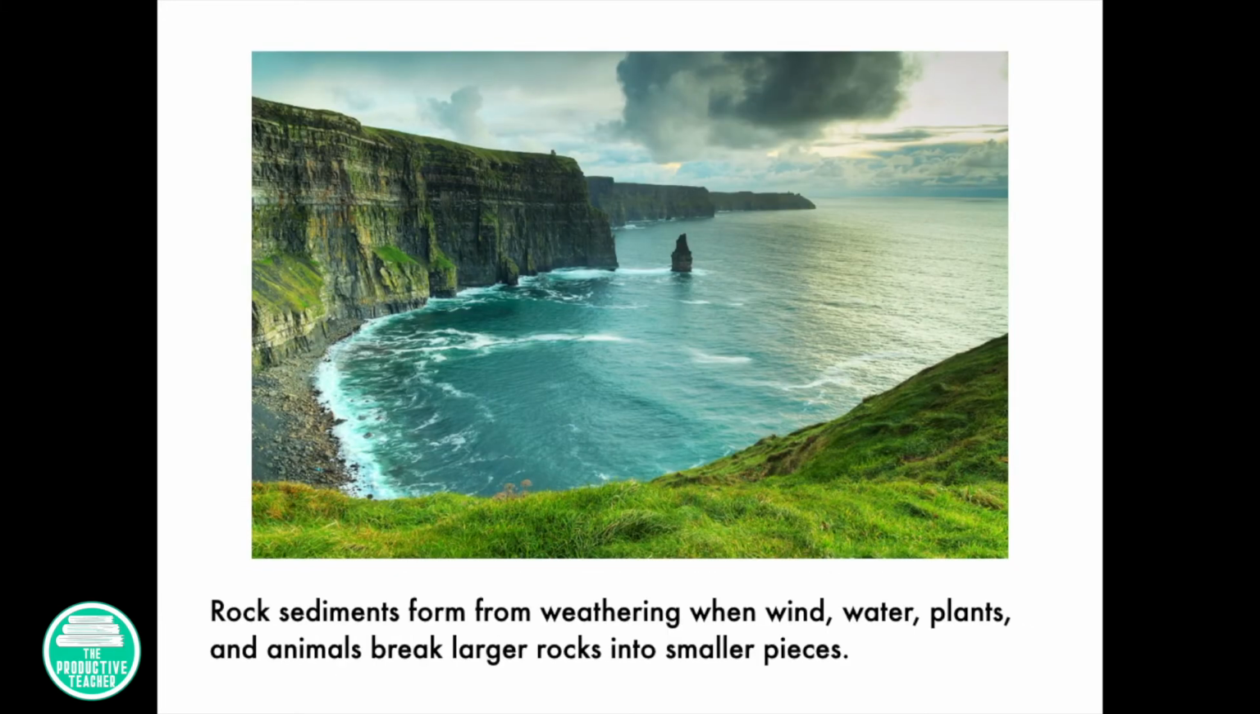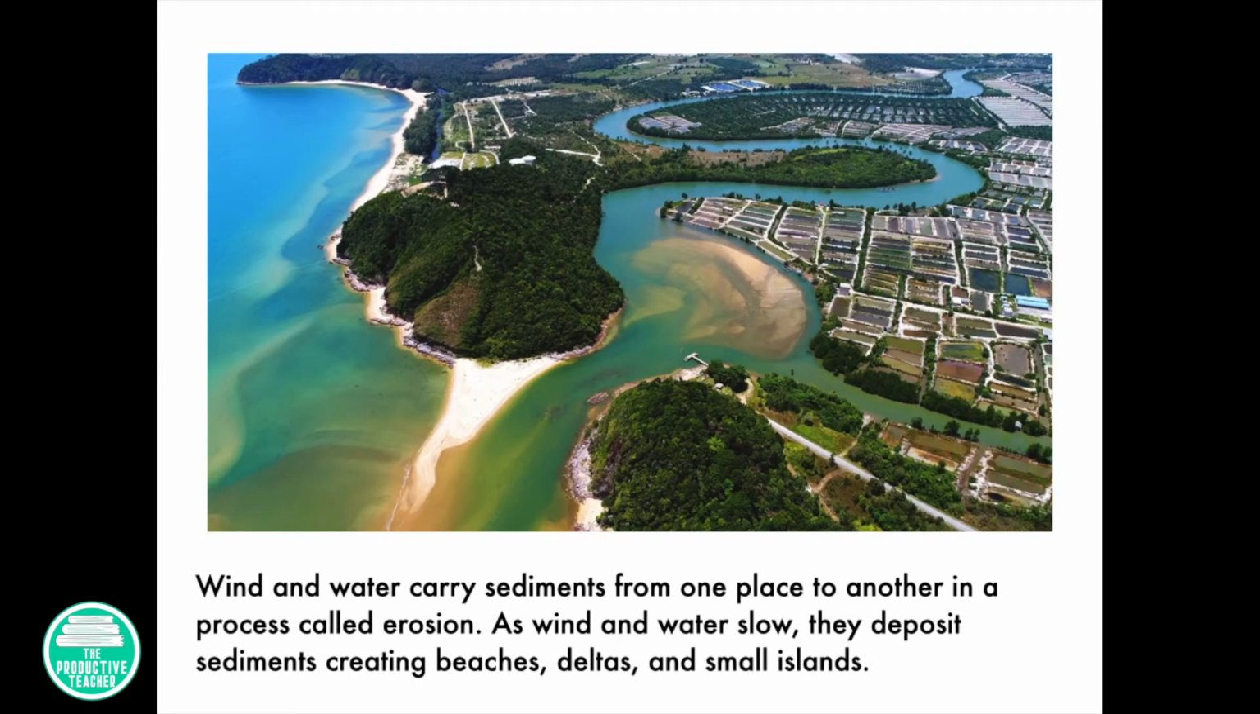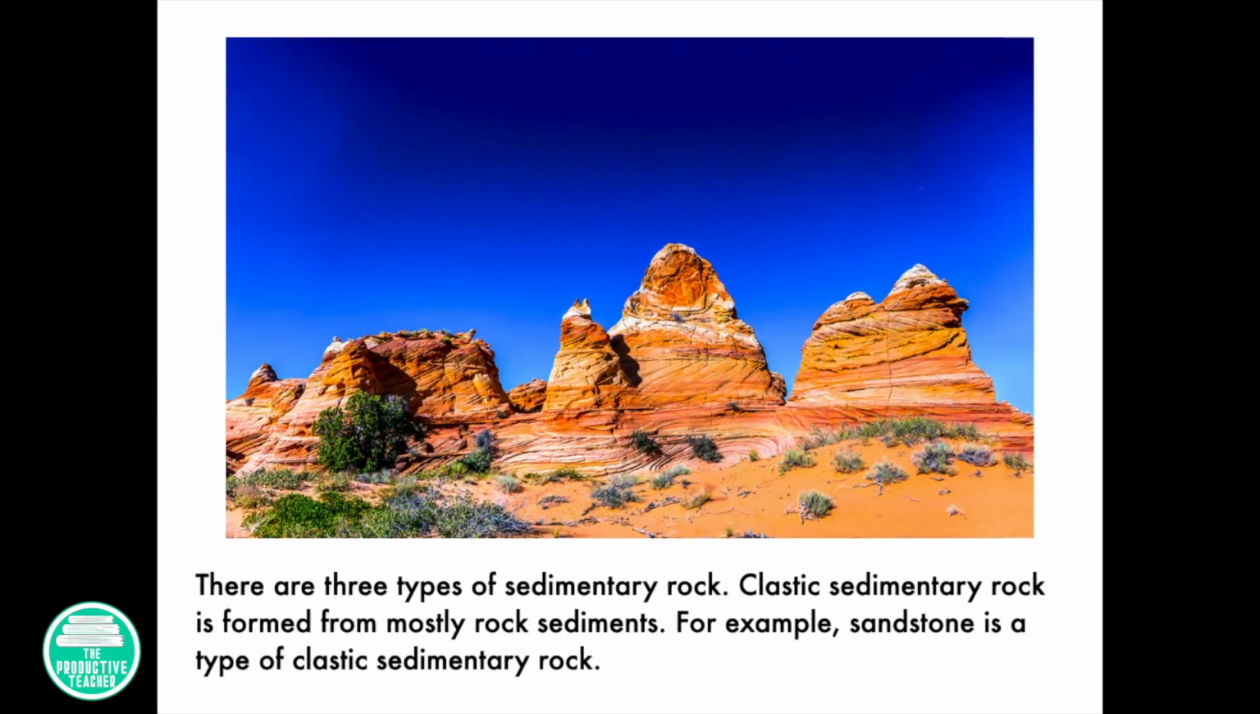Rock sediments form from weathering, when wind, water, plants, and animals break larger rocks into smaller pieces. Small pieces of animal bones and shells are also types of sediments. Wind and water carry sediments from one place to another in a process called erosion. As wind and water slow, they deposit sediments, creating beaches, deltas, and small islands.